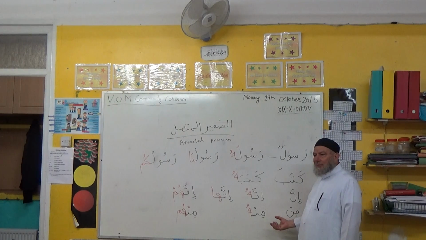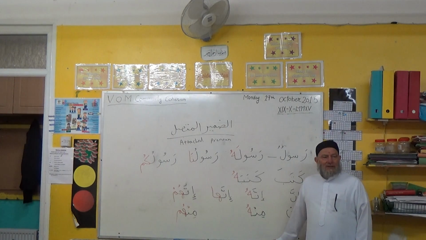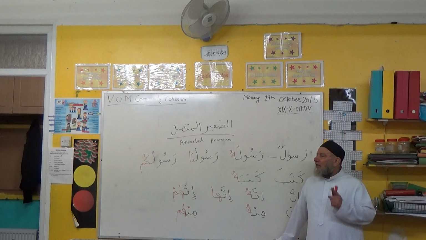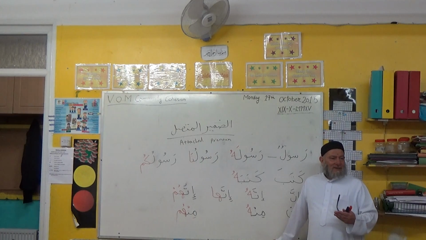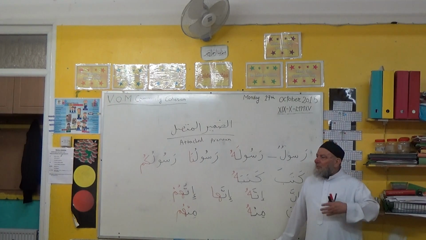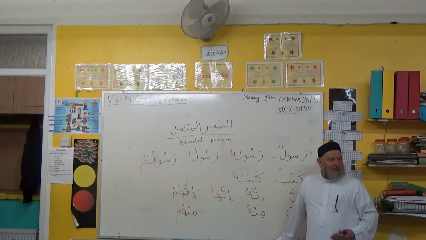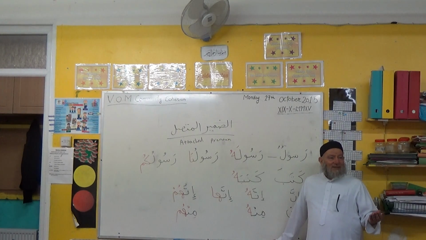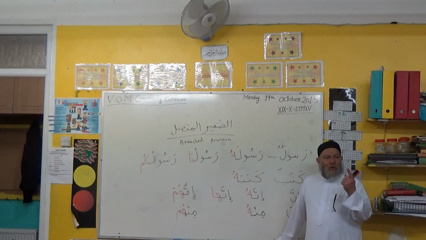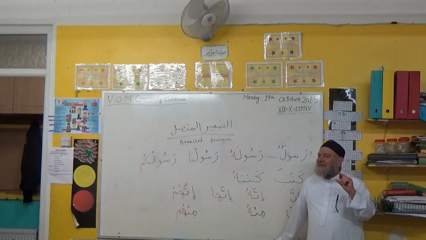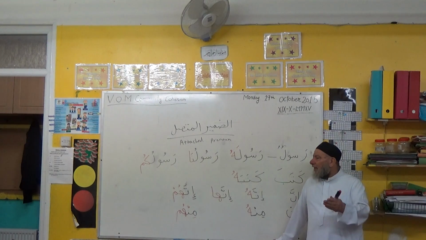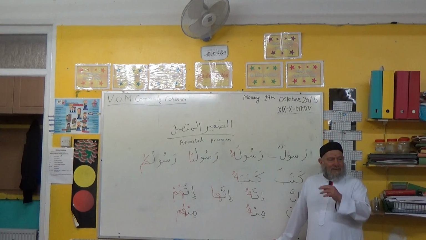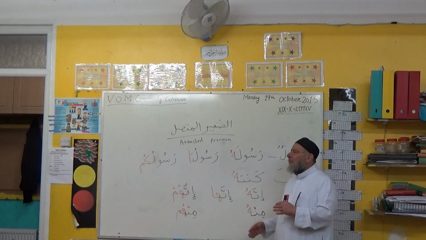When I know min, for example, which as I mentioned occurs 3,000 times, then by knowing min and the attached pronouns, I know 3,000. So see how important this is? Because I know only min, but min with the other pronouns is mentioned 3,000 times, so I know all of them. But if I know only min, maybe 300-400 times. But minhum, minha, minkum, minkunna: all of these will help me understand the Quran.